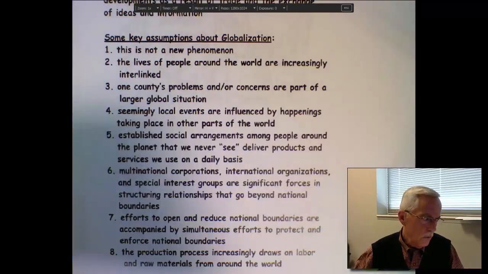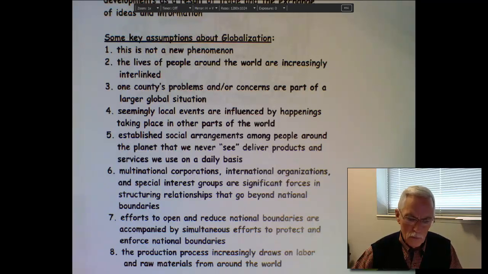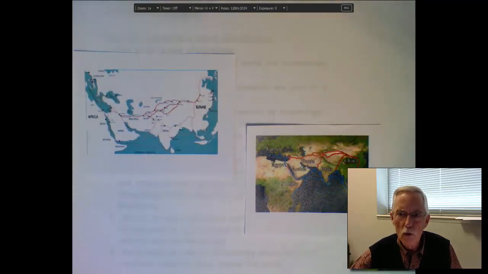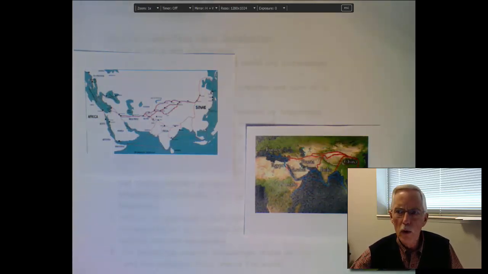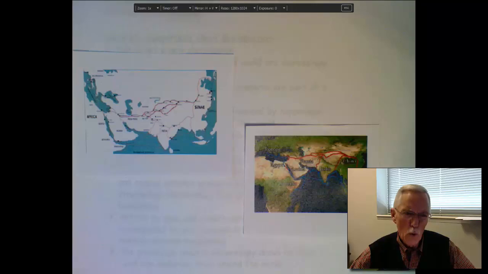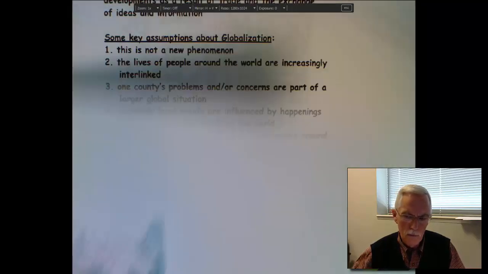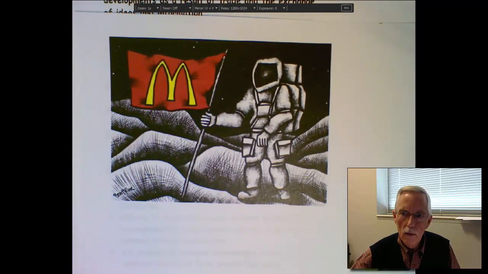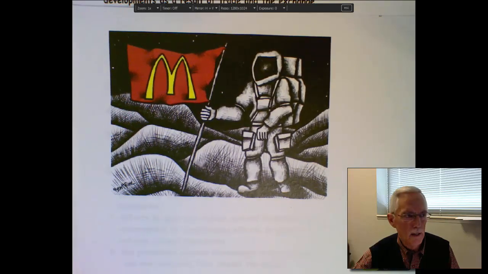Furthermore, some of you might remember efforts on the part of especially European merchants to establish far-flung trading routes with what was then referred to as Cathay, the Far East, the so-called Silk Road. Well, these were very early examples of globalization. So we're not talking about anything new. Who knows, we might even see globalization resulting in this.